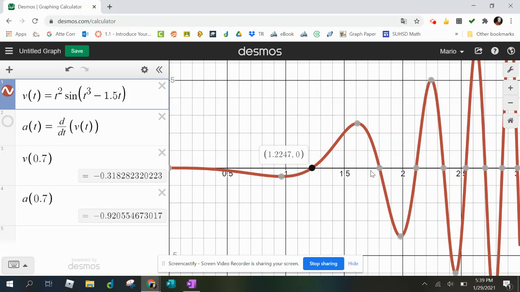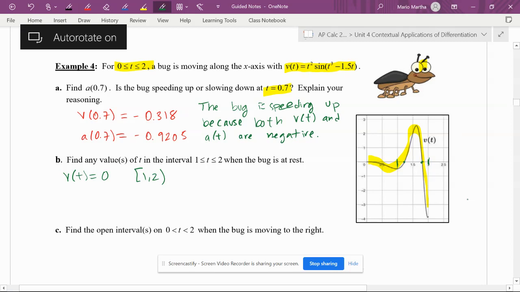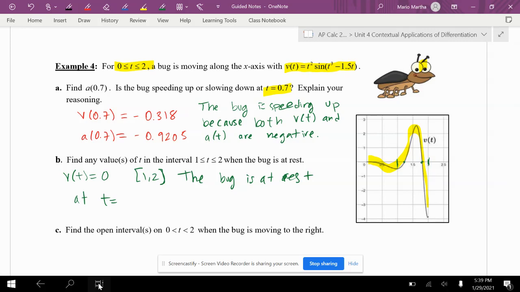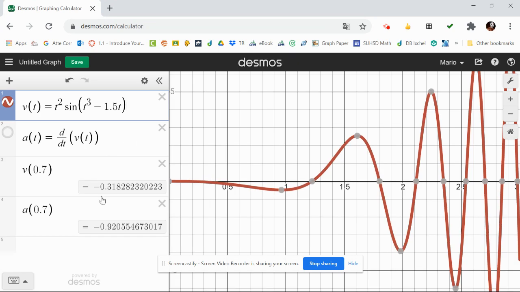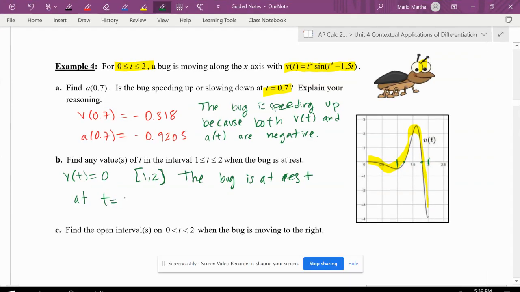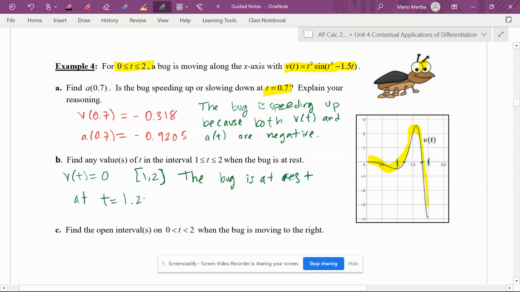At that moment, 1.224. And then 1.801. So again, we can say the bug is at rest at t equals 1.224 and at t equals 1.801, because v of t is equal to 0.